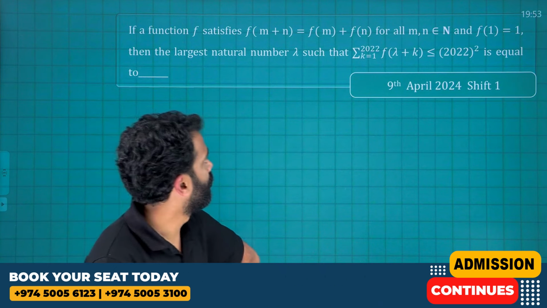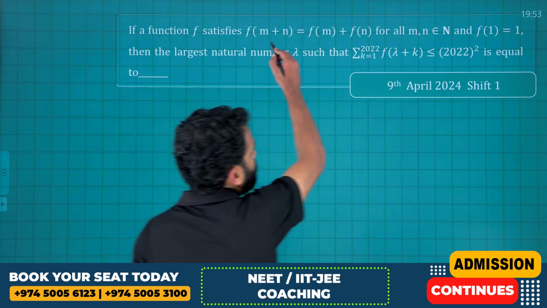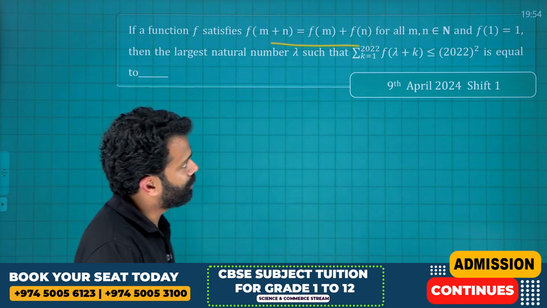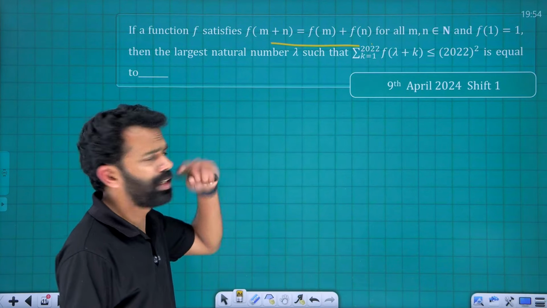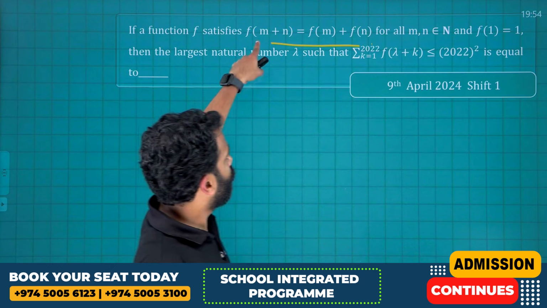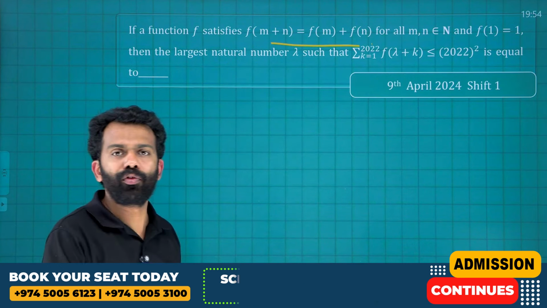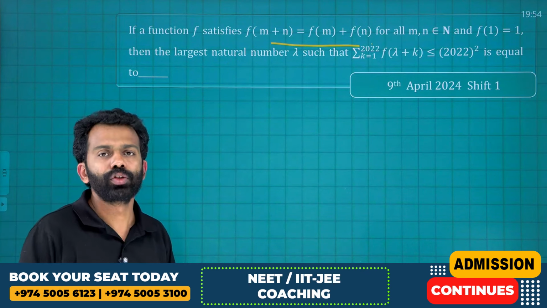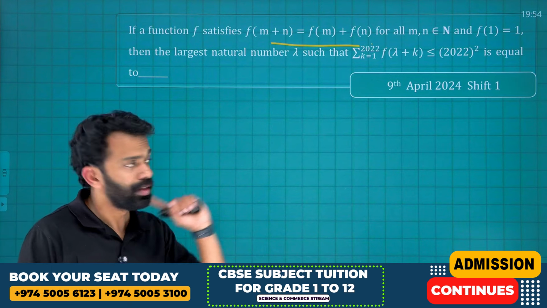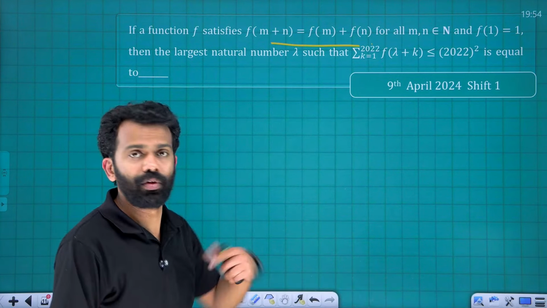Doable one, I think. This is a famous expression, and it has been asked many times as a PYQ. Very easy one and very easy to formulate also. So f of m plus n is equal to f of m plus f of n. How are you going to crack this one? I think they have already given f of 1.